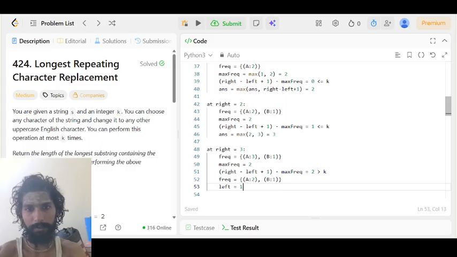Then right minus left plus 1 minus max freq. So that will again be updated. This time it will become 1.